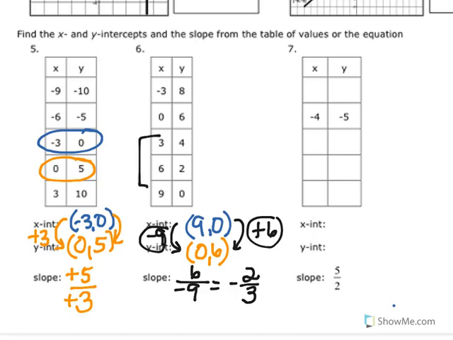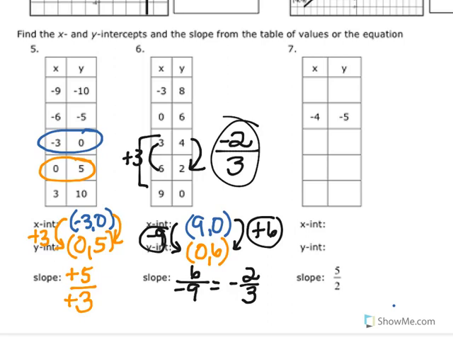But what if I picked these 2 points right here? Well, the change in y from 4 to 2 is minus 2. The change in x was positive 3. And in both cases, we get negative 2/3 as a slope. Doesn't matter which 2 points you pick. You always get the same slope, as long as you do the math correctly.